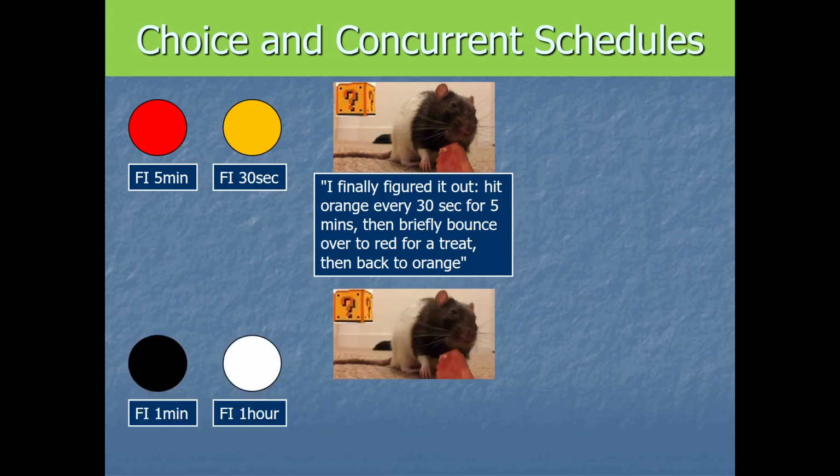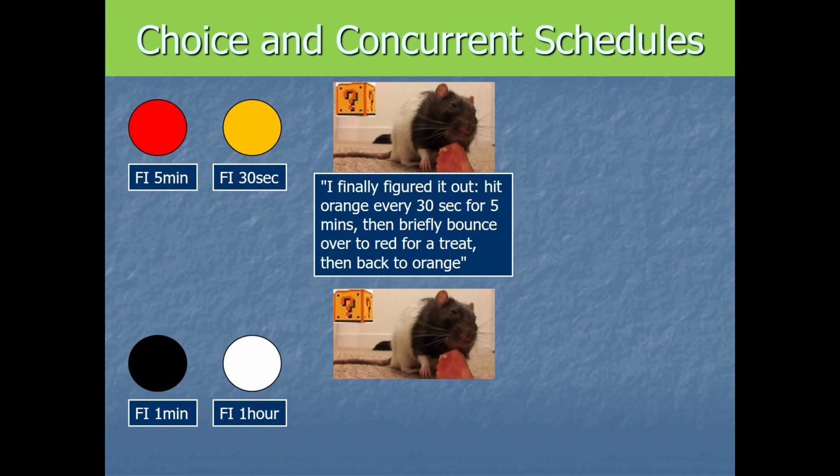So now let's try another example. Let's do FI 1 minute on the black side and an FI 1 hour on the white side. Same basic idea, but just to make sure it clicks here: after he gets enough experience figuring out these timings, what will his steady state choice behavior look like for this little rat? You might pause the video and try to predict it.